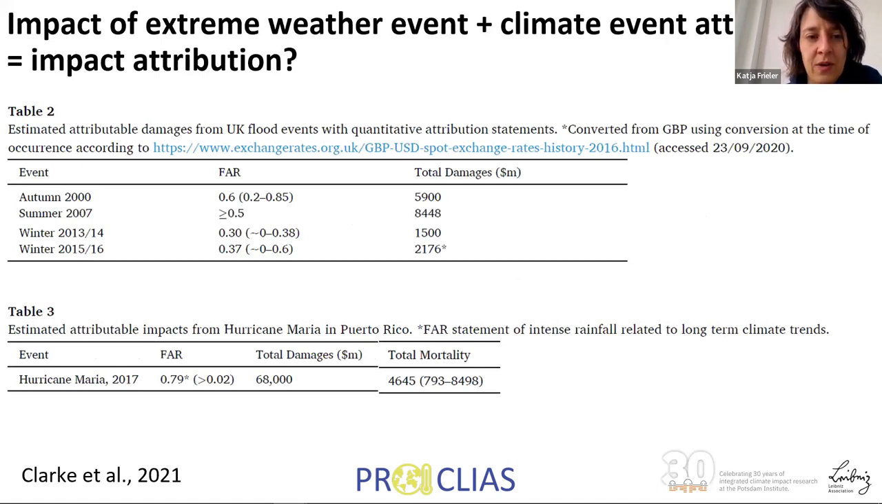So for example, there's another study by Clark et al. from last year, where they simply collected damages and mortality reported for individual extreme events, and looked in the literature whether these individual extremes have been attributed to climate, to anthropogenic climate forcing. So this is working group one type of event attribution. And the basic rationale is, well, if the underlying extreme event can be attributed to anthropogenic emissions, then the damage can also be attributed to anthropogenic emissions.